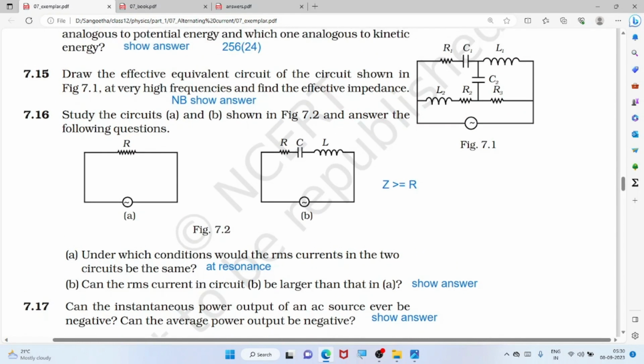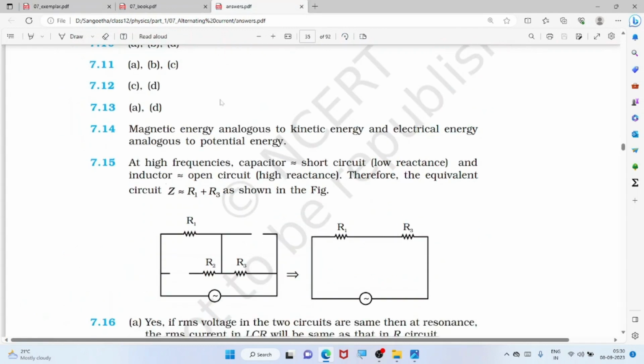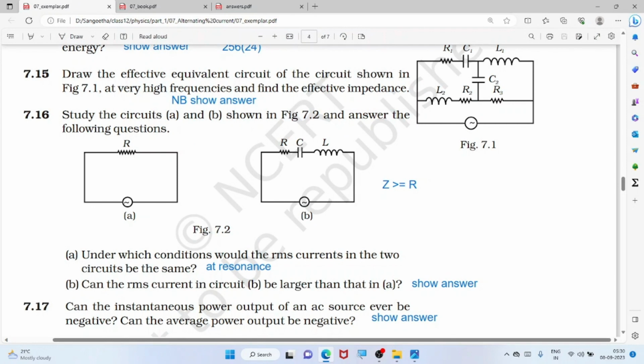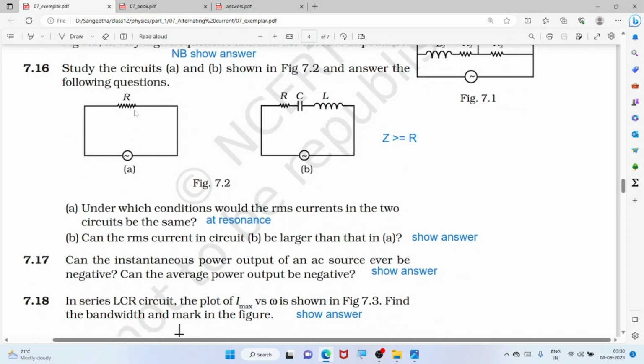Okay, question 15, the MCQ is given here. Study the circuits A and B and answer the following. This is the resistance circuit and the RLC circuit.